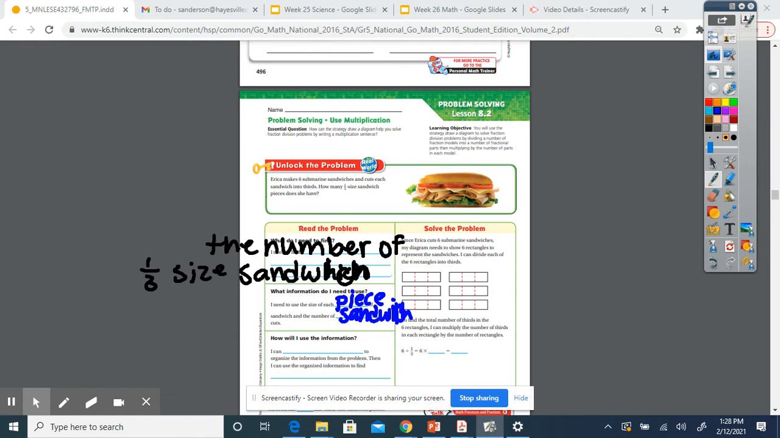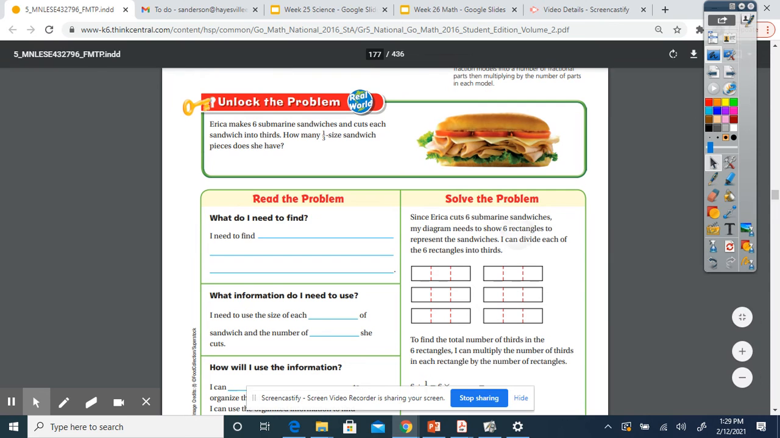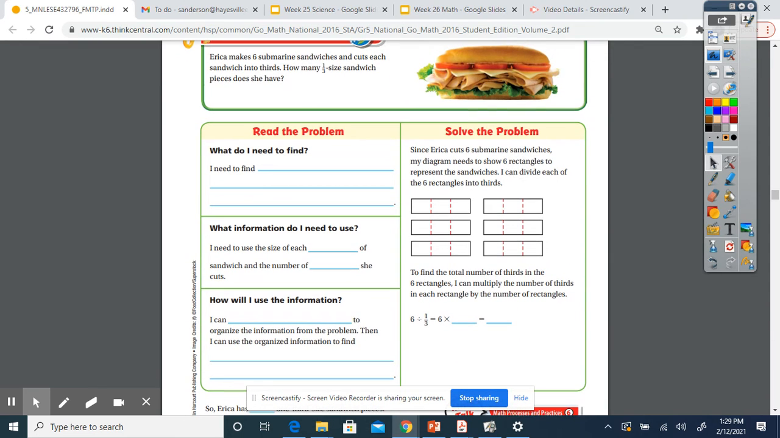So how will I use the information? We are going to draw a diagram to organize this information from the problem. Then I can use the organized information to find the number of 1/3 size sandwich pieces Erica has cut from the 6 sandwiches. All right, so over here on the right, we're going to look at the solve the problem piece. Since Erica cut 6 sandwiches, my diagram needs to show 6 rectangles to represent the sandwiches. These rectangles are very similar to how this sandwich up here looks. I can divide each of the 6 rectangles into thirds, and that's what they have already done for you.